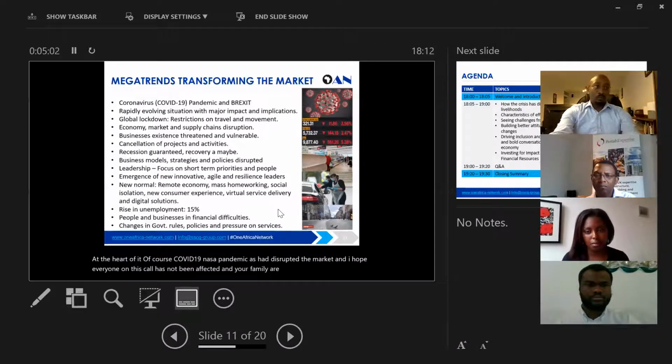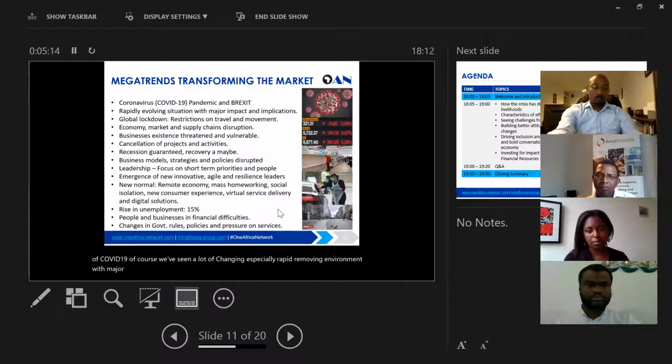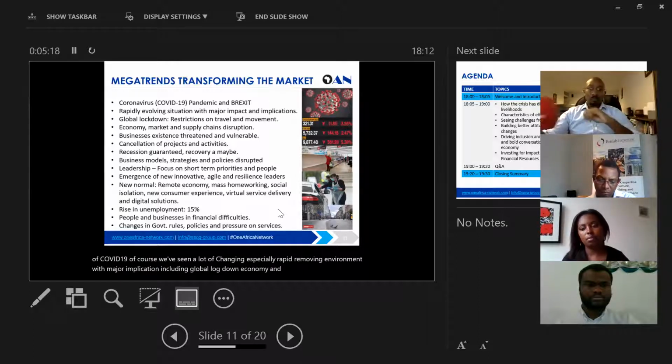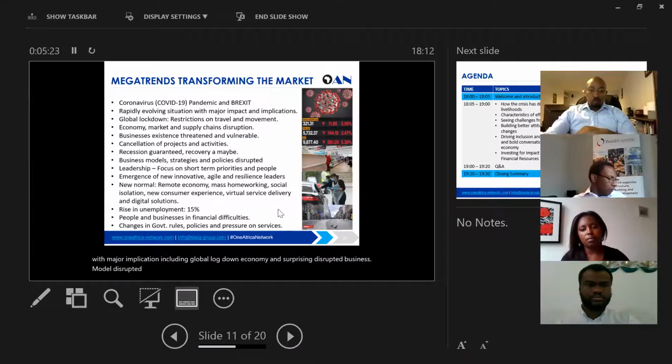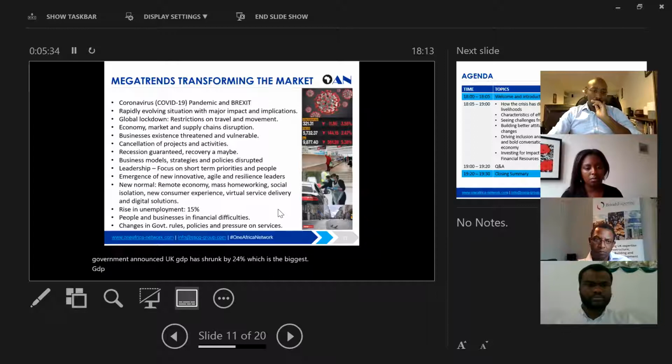As a result of COVID-19, we've seen a rapidly moving environment with major implications, including global lockdown, disrupted economy and supply chains, disrupted business models, and cancellation of projects. We are already in recession. Yesterday the government announced that UK GDP has shrunk by 24%, which is the biggest GDP drop in many years.